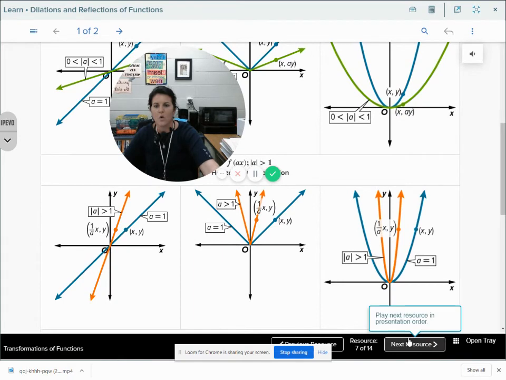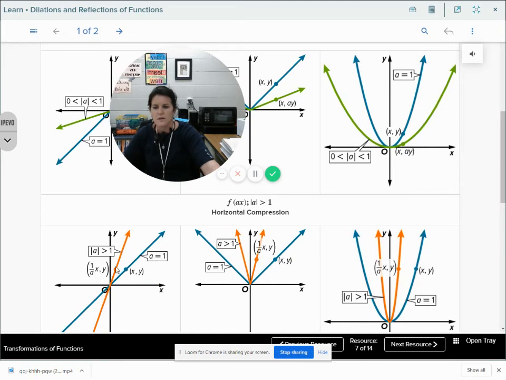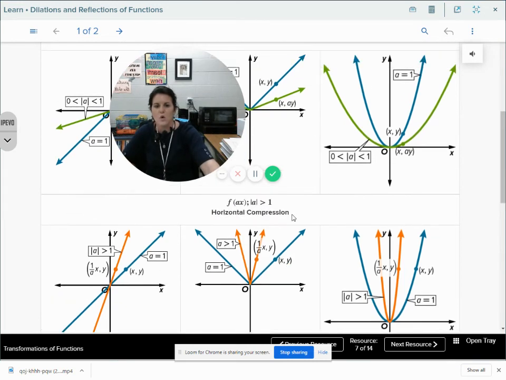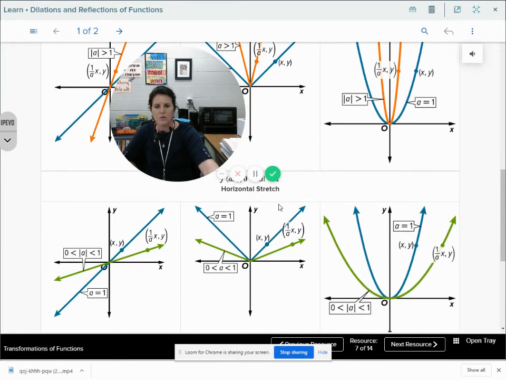All right, so let's look at horizontal compressions. Okay, when I multiply it by a number that has an absolute value greater than 1, then it's called a horizontal compression. Once again, this is 1 over A times my X value. It is a value greater than 1, and it looks like it's stretching upward, but it's called a horizontal compression. Okay, and a horizontal stretch is, boom, we're stretching it this way.